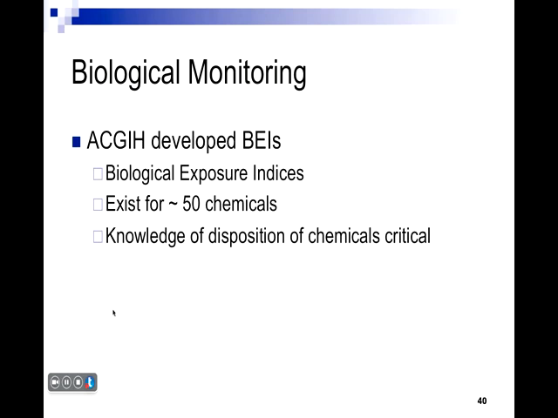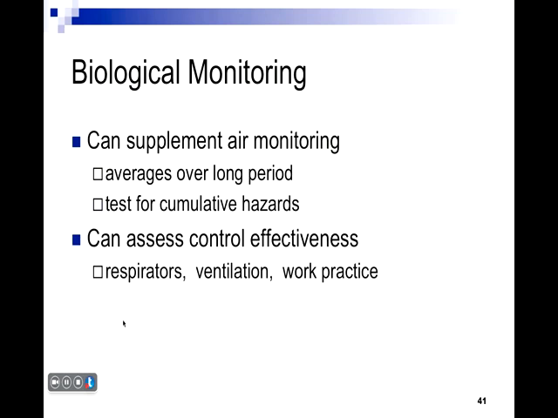ACGIH developed biological monitoring years ago, and they call them BEIs. These are biological exposure indices, and they have them for over 50 chemicals. And as long as you know the disposition of chemicals, i.e. the absorption, distribution, metabolism, and elimination, you can come up with a reasonable biological exposure index for any type of chemical. And this can be useful because it can help supplement air monitoring. It will average exposures over long periods of time, and it can help you test for cumulative hazards, things that are building up in the bloodstream or other tissues. And it can assess the control effectiveness that you have in place.